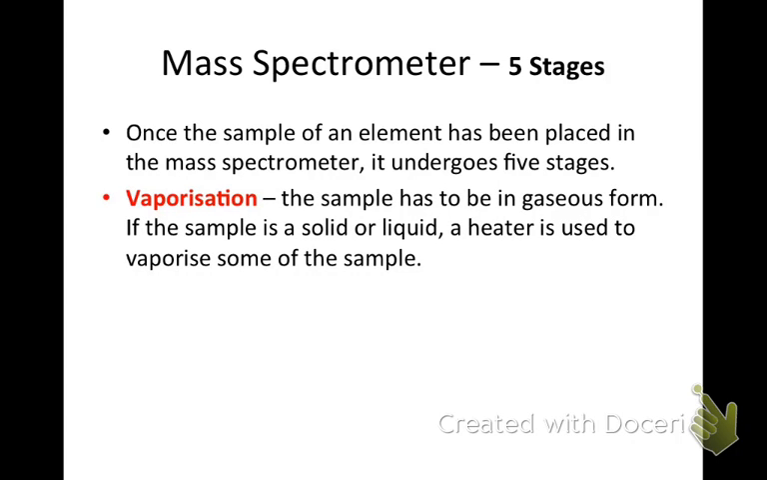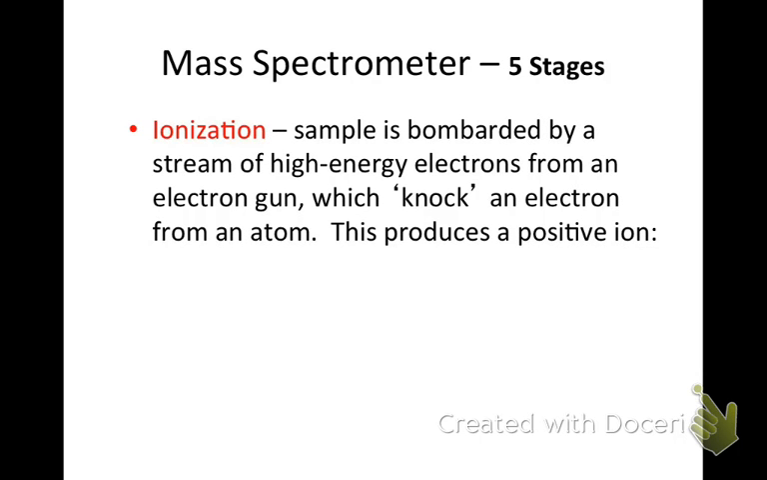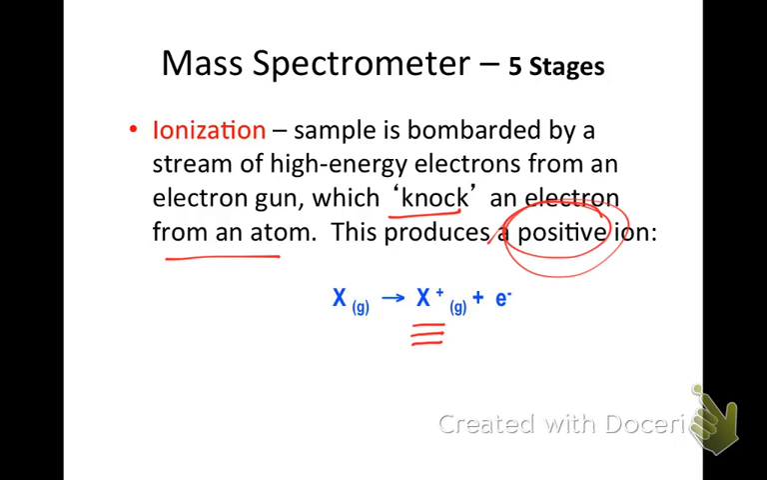Again, there are 5 stages of the mass spectrometer. There's a vaporization phase, which puts the sample into the gaseous form, either from a solid or a liquid. The next is the ionization phase, in which the sample is bombarded by a stream of high energy electrons. The interesting thing is those electrons knock an electron from an atom, so it produces a positive ion. So the ionization phase produces a positive ion.